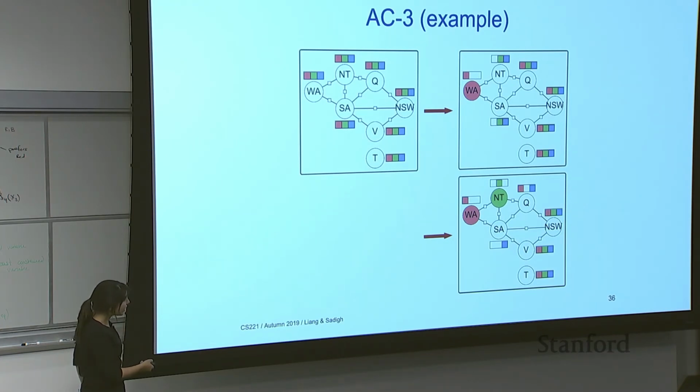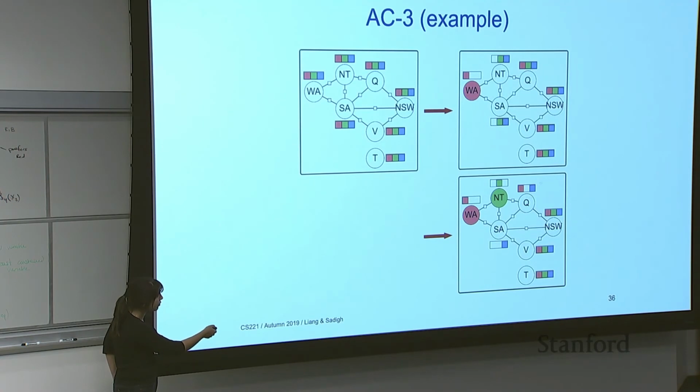Again, SA here is my XJ. So I'm going to pick XI, Q here, and I'm going to update the domain of XI so it becomes consistent with SA, right? So I'm going to change the domain of Q, get rid of blue. I'm going to change the domain of NSW, get rid of blue. I'm going to change the domain of V, get rid of blue, okay? So what is updated? Q is updated, NSW is updated, V is updated.